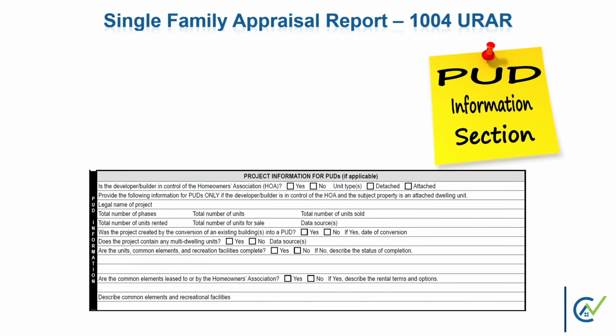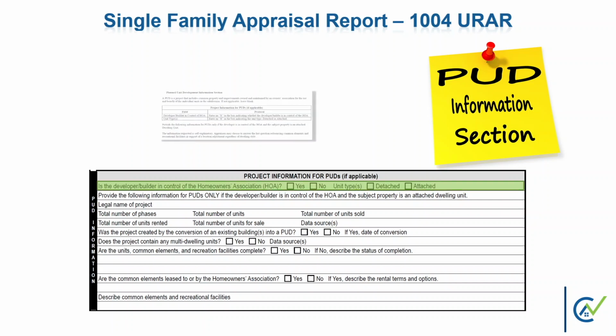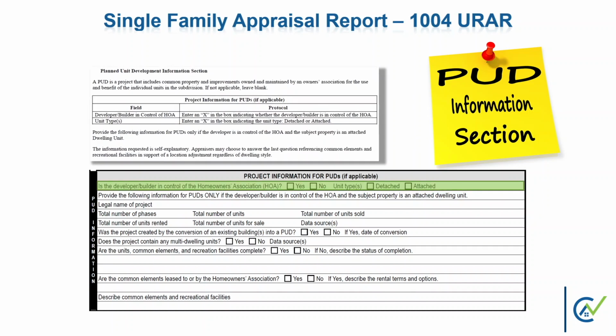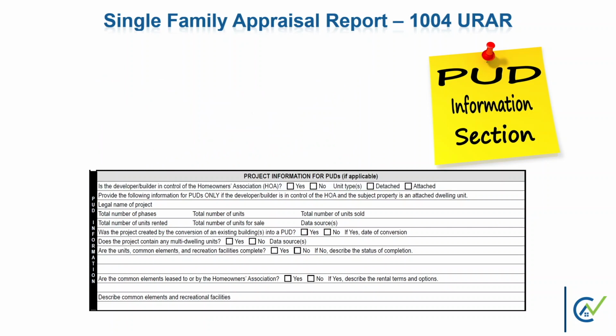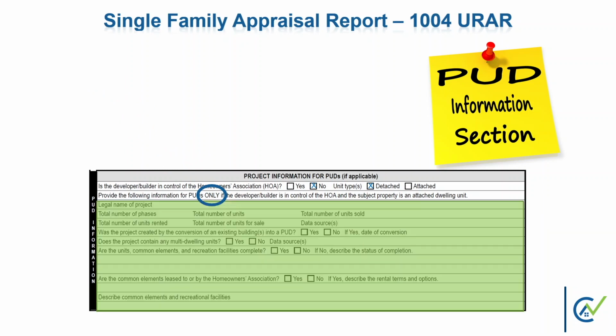Additionally, on page 3 of the 1004, there is an independent PUD section. Individual PUD units can be either attached or detached. Only the top line is required to be completed by an appraiser, unless the developer is in control of the HOA and the unit is attached. If both are true, then the entire section should be completed.